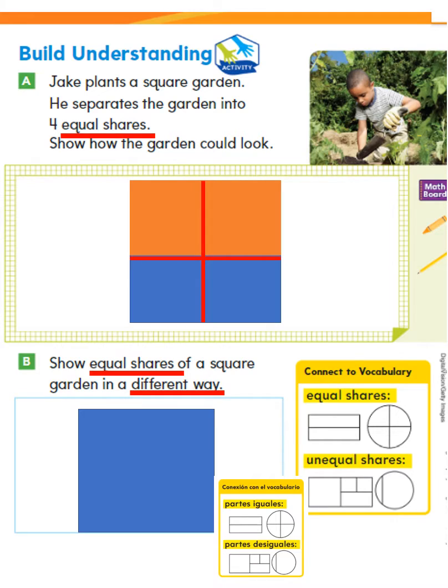Well, how about if we try making 4 rectangles? 1, 2, and 3 lines breaks out into 4 rectangles. And they are equal because they are the same size and shape.